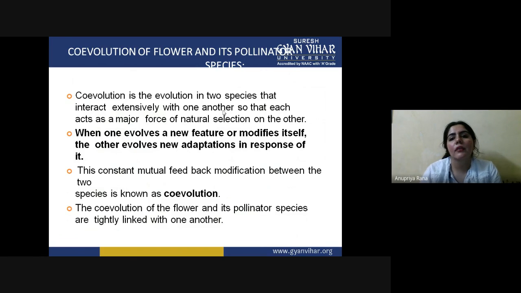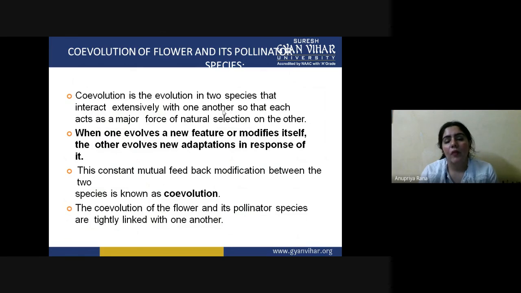There is another term here, co-evolution of flower and its pollinator species. So basically, what is this co-evolution? It is the evolution in two species that interact extensively with one another, so that each acts as a major force of natural selection on the other. So when one evolves a new feature or modifies itself, the other evolves a new adaptation in response to it.